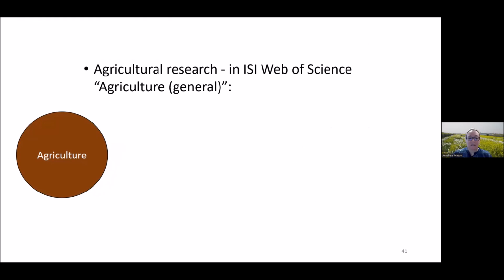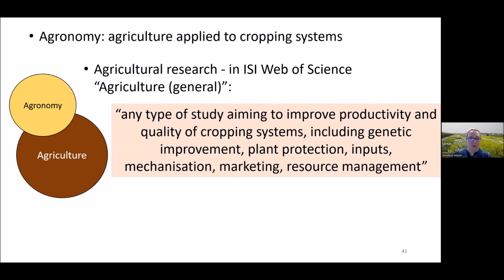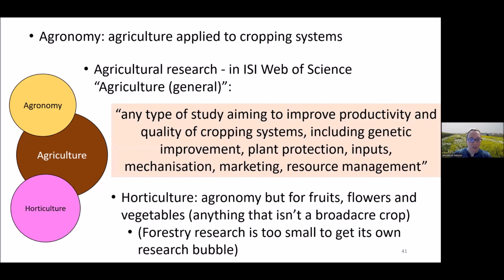Okay, so agricultural research, this is just from the ISI Web of Science. Agriculture in general is any type of study aiming to improve productivity and quality of cropping systems, including genetic improvement, plant protection, inputs, mechanization, marketing, and research management. So agronomy is specifically agriculture applied to cropping systems, so excluding animal agriculture. Horticulture is agronomy, but it's actually for fruits, flowers, and vegetables, so anything that isn't a broadacre crop. And I'm afraid forestry research is too small to get its own research bubble in the ISI Web of Sciences.